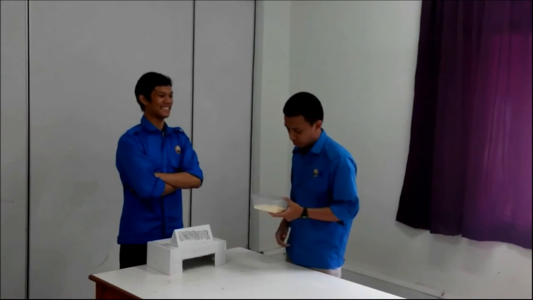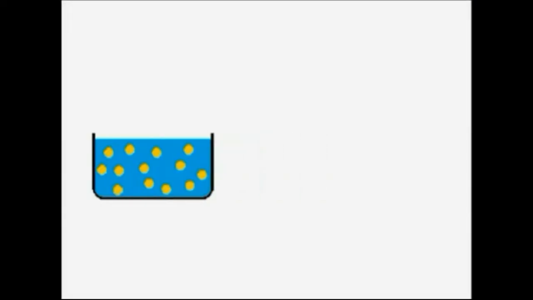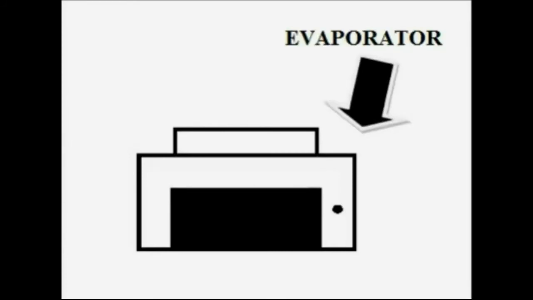Let me explain. What actually happened in here is the water particles in the milk evaporate, leaving the milk particles behind. This process is called the evaporation process. The thing you mentioned is called an evaporator. An evaporator is equipment used to evaporate substances.